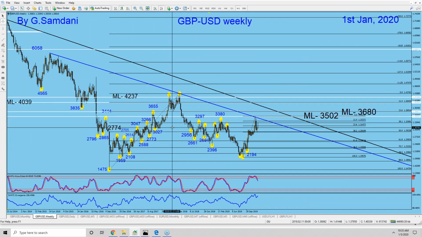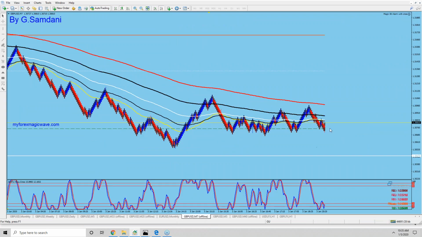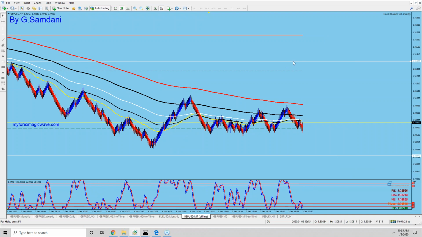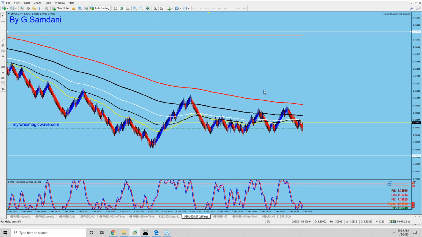30.47, 30. What is this number here? 31.74. It is way far, but hey, let's take a look where it is. Okay. 31.74, right? Okay, so way up there, right? So what does that mean? That the next target to the upside is way up there, right?